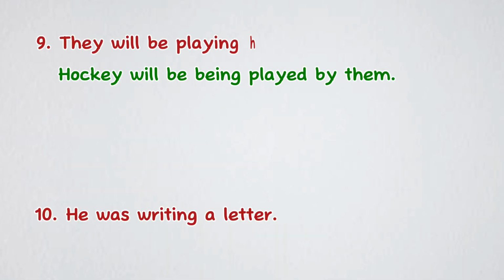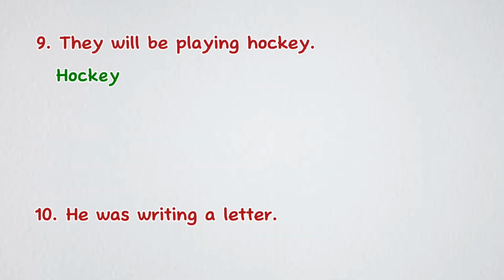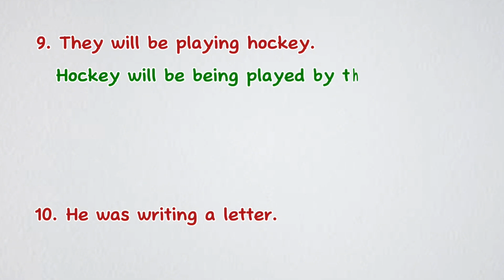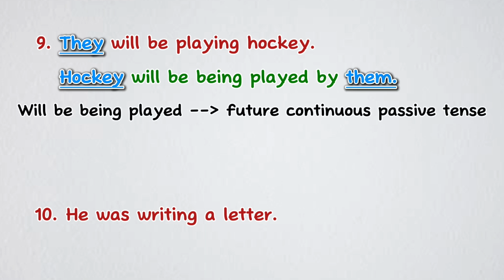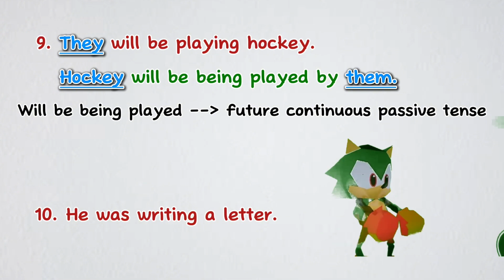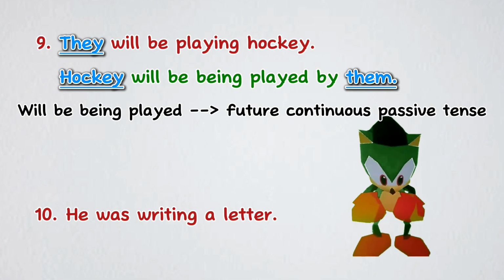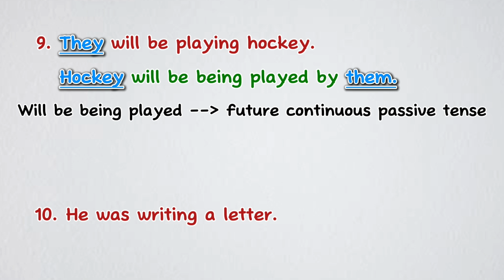They will be playing hockey. The passive is hockey will be being played by them. Hockey becomes the subject of the sentence, while they remains the agent performing the action. The verb will be being played represents the future continuous passive tense, indicating that at some point in the future, hockey will undergo the action of being played by them. While grammatically correct, this passive construction may sound somewhat awkward and less commonly used.